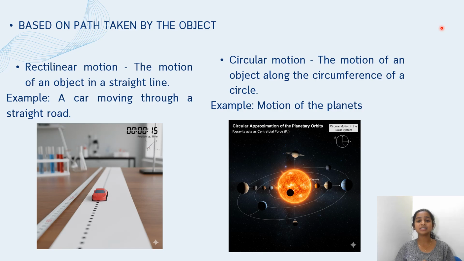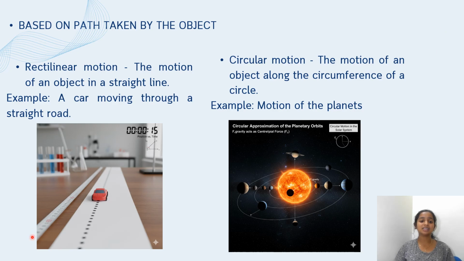So next we'll discuss the types of motion based on the path taken by the object. It can be mainly classified into four. First one is rectilinear motion. So what is rectilinear motion? It can also be called straight line motion. An object is said to be in rectilinear motion if it travels in a straight line.